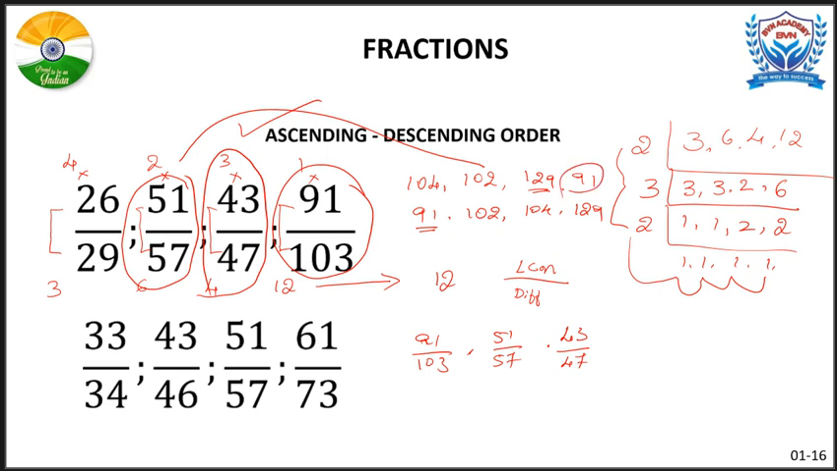And 104 is the next, the third largest, and the corresponding fraction is 26 by 29. And last is 129, the corresponding fraction is 43 by 47. So the ascending order for this fraction is 91 by 103 first, 51 by 57 next, then it is 26 by 29, and last is 43 by 47.